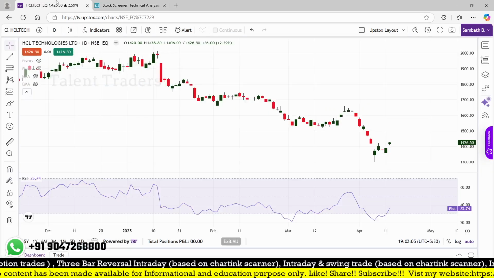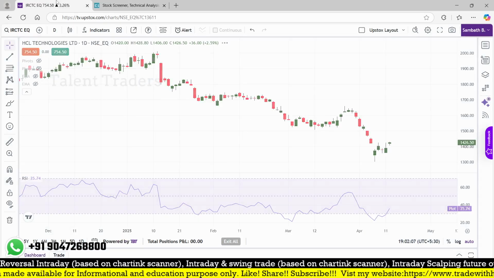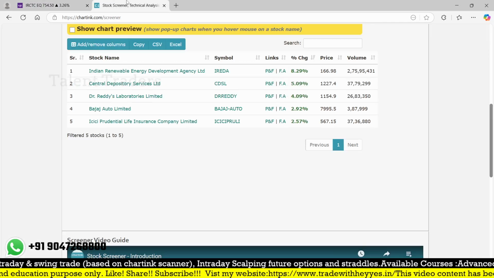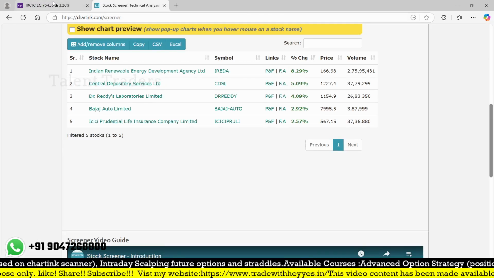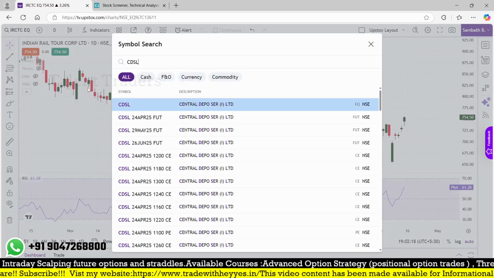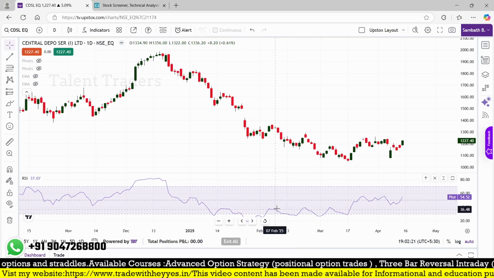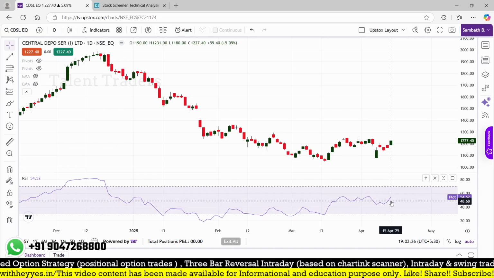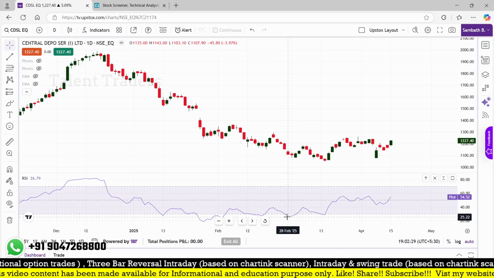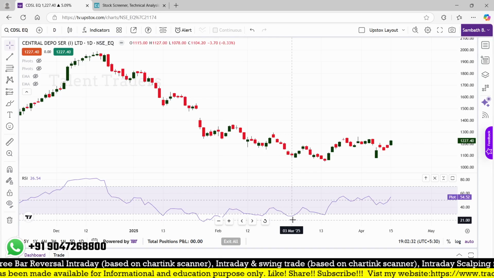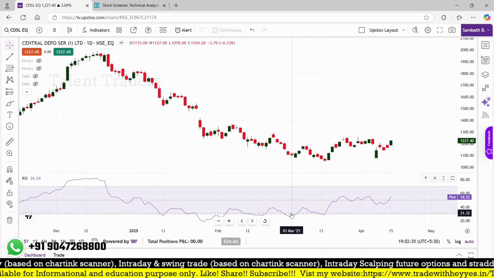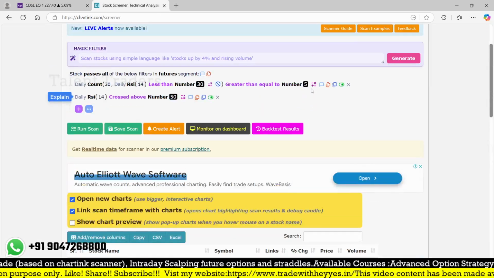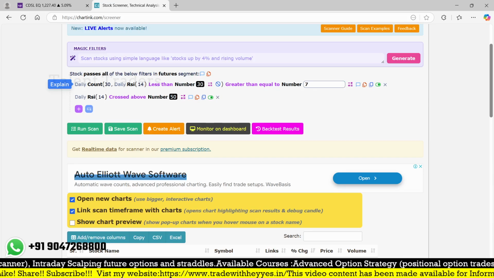So let me check here, CTC. Will it be happening in the last 30 days? IRDA. Okay, CDSL, we can go with the CDSL. Yeah, so maybe here 5 candles. Today it crossed above RSI 50, that condition was met, and 5 candles here: 1, 2, 3, 4, 5. So it was trading below the 30 level.